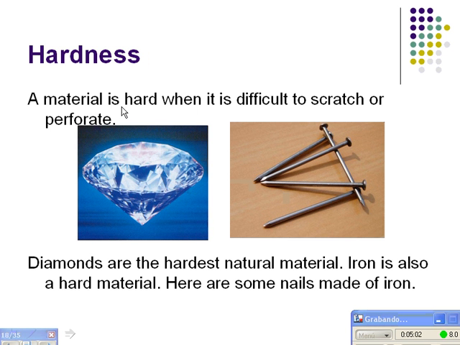Hardness. A material is hard when it is difficult to scratch or perforate. Diamonds are the hardest natural material. Iron is also a hard material. Here are some nails made of iron.